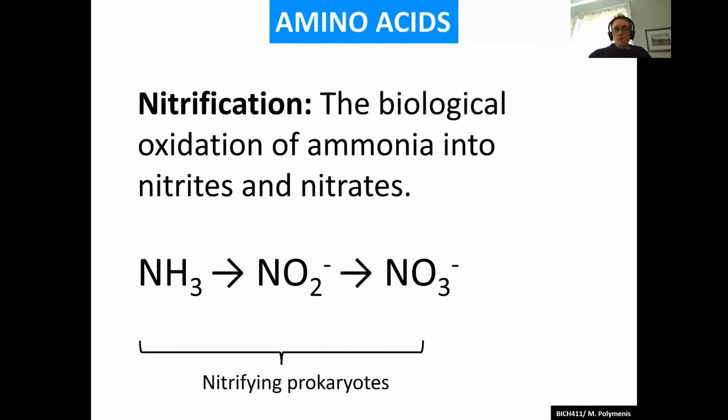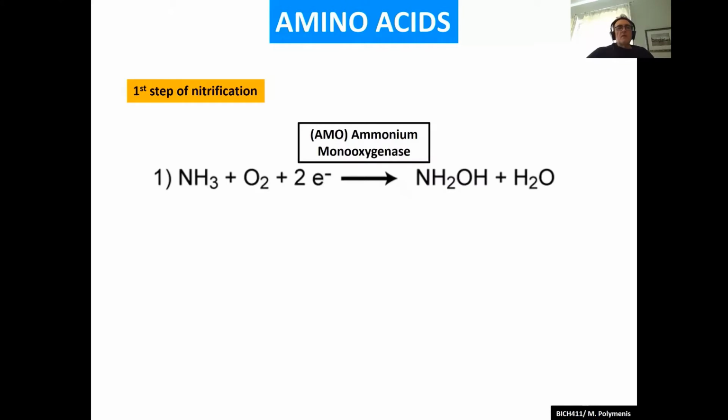This is a prokaryotic business. There are specific nitrifying prokaryotes that will do this. The first reaction is AMO, ammonium monooxygenase. So it will take ammonia, oxygen, and electrons. Here we have the input of electrons, okay, but you'll see how the extra electrons will come off in the next reaction. And the first product you get is hydroxylamine. So it's just an amino group with a hydroxyl group.